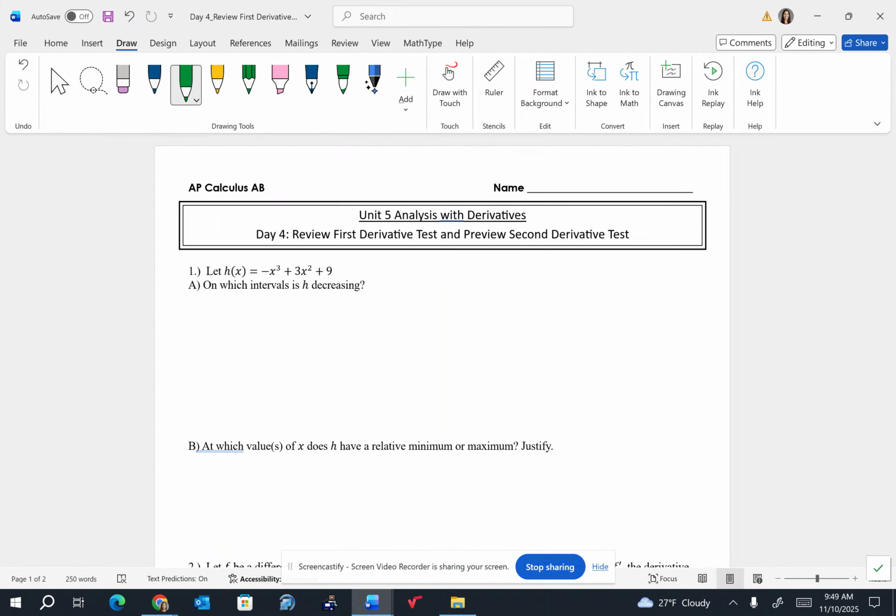The key thing to consider when we're doing the first derivative test is we need to be looking at the derivative and setting it equal to 0 to find critical points. Sometimes I give you the derivative and you can just go ahead and set it equal to 0. Sometimes you have to find the derivative. In example number 1, you need to find the derivative. So let's find h prime of x, where we're just going to use the power rule. So negative 3x squared plus 6x, and then the derivative of 9 is just 0.